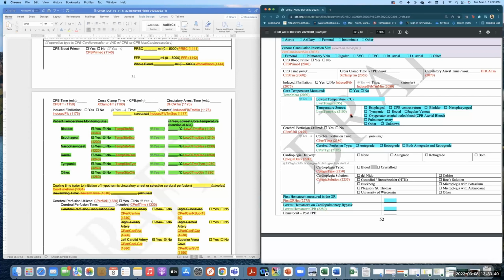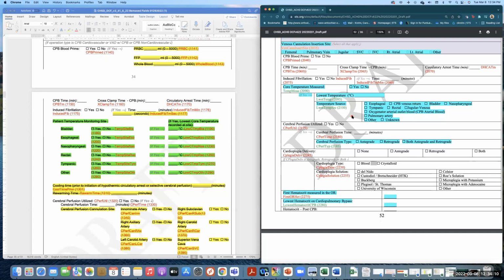The other methods, such as esophageal and CPB venous return, aren't as accurate. So we discourage that being your priority source, but if that's all you have, feel free to use that. But it is important that you pick one site, use it consistently, record the lowest temperature from that site, and then also have a backup site in case that particular site is not documented. Hopefully that clears that up and it'll make it a little easier for you.